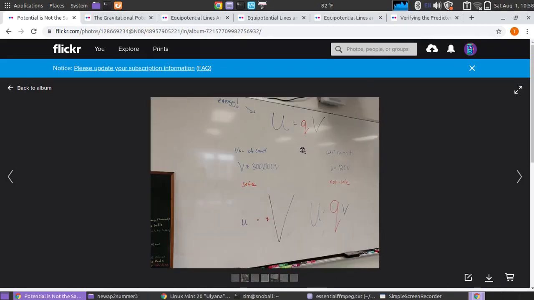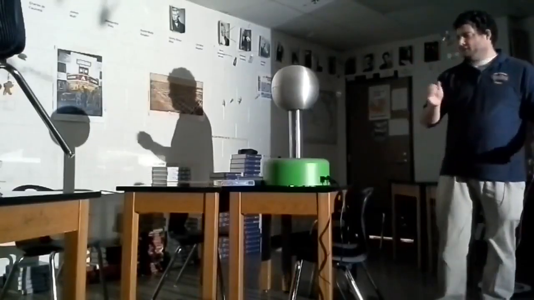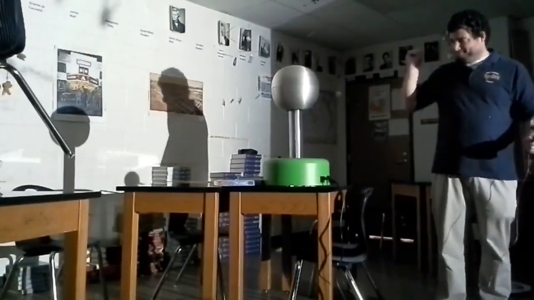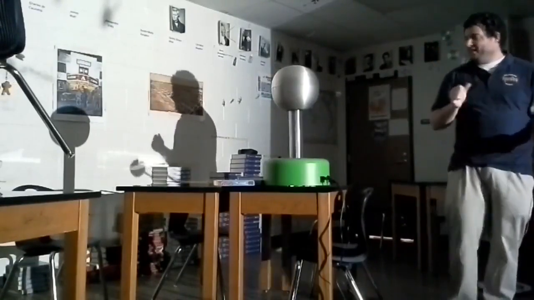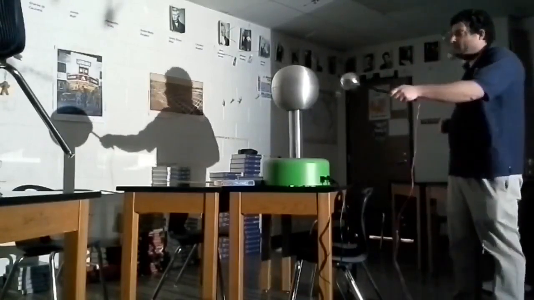It's often surprising to students that I'm willing to shock myself with a Van de Graaff generator when I tell them that the potential on the dome is 300,000 volts. Volts are the unit for electric potential. Let's take a look at that. It's also perfectly capable of taking electrons from me. Ow. I don't know if you could see that bolt in my hand.